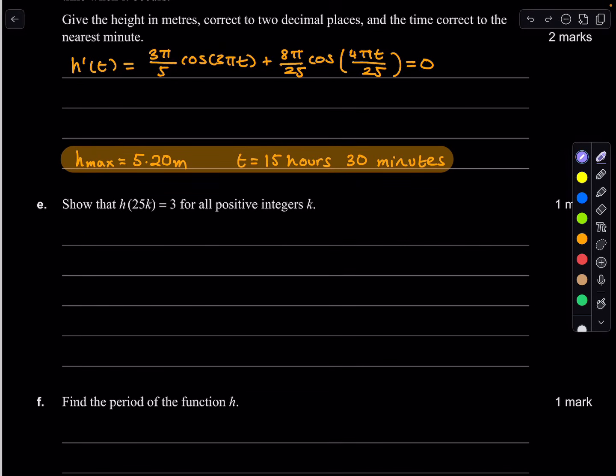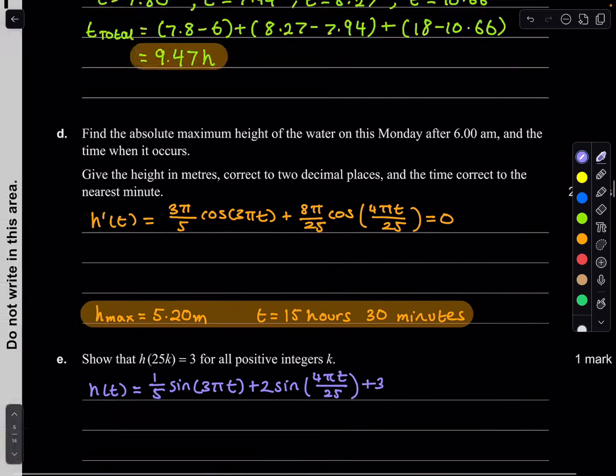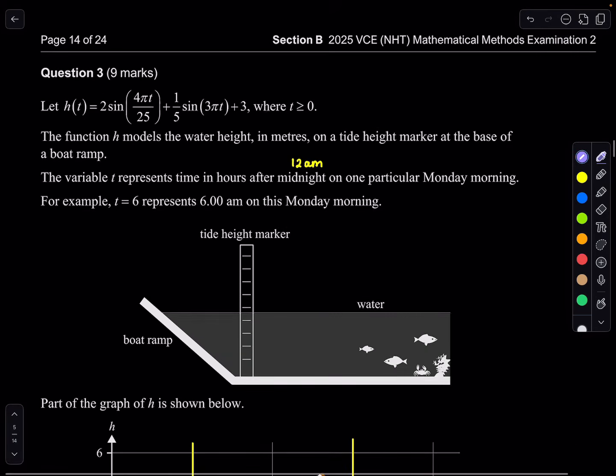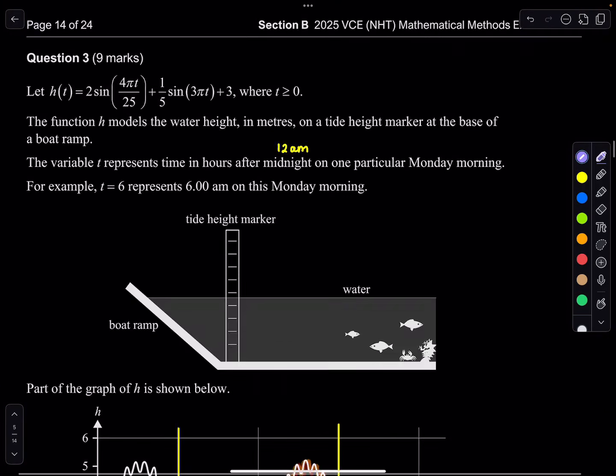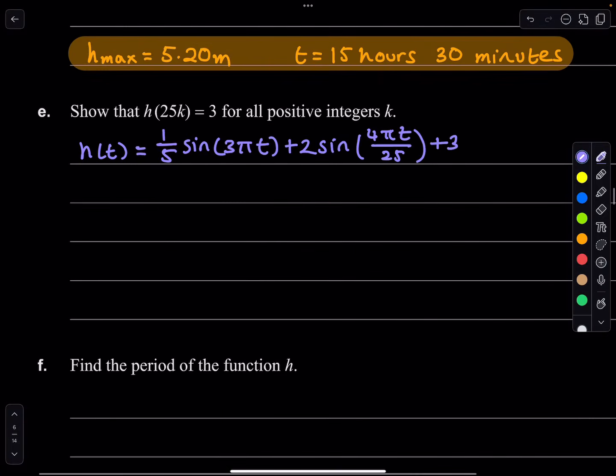So h of t is equal to 1 over 5 sine 3 pi t, so I'm just using my CAS, plus 2 sine 4 pi t over 5, so over 25, plus 3. So this is our function. Just double check it. Okay, so it's basically the same thing, but just written with these swapped. It doesn't matter. Just double checking it again, 1 over 5. Beautiful. So what happens if you sub in h of 25k?